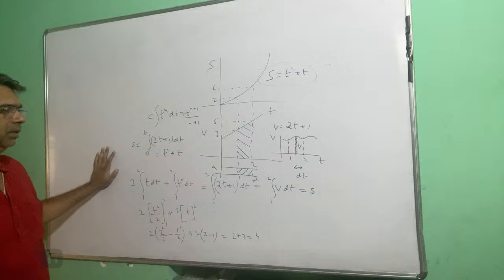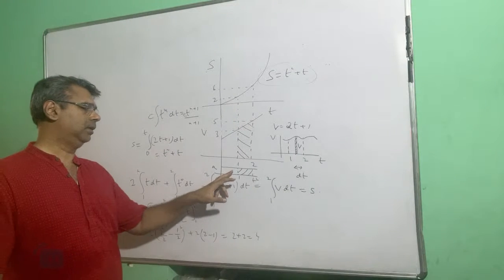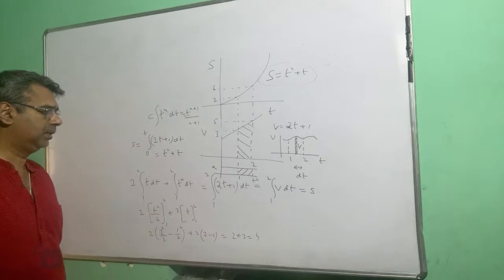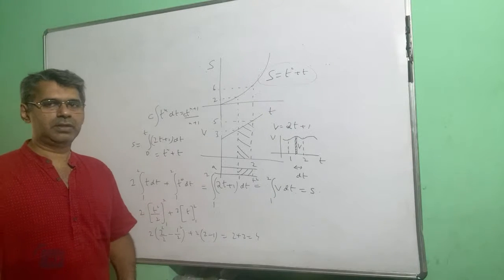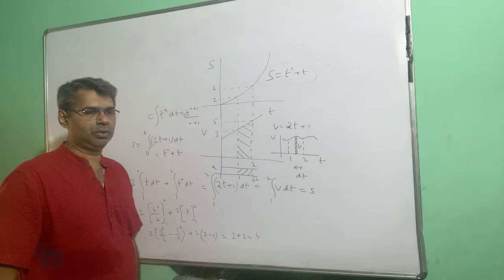So that is your homework. Using integration, find the area under acceleration time graph between 1 second and 2 seconds, and therefore find the change in velocity between 1 second and 2 seconds. So this is your homework.